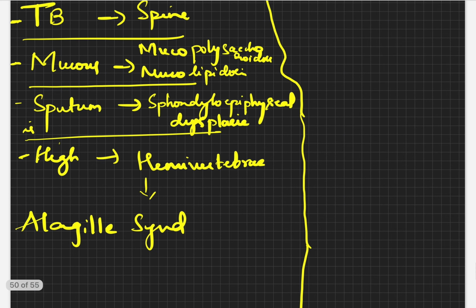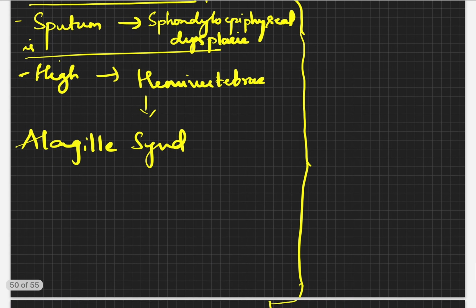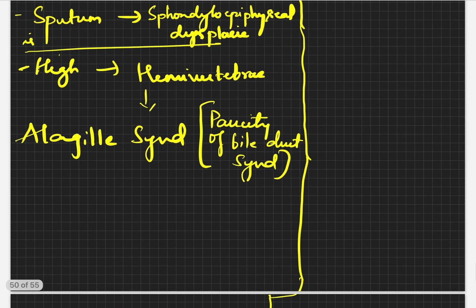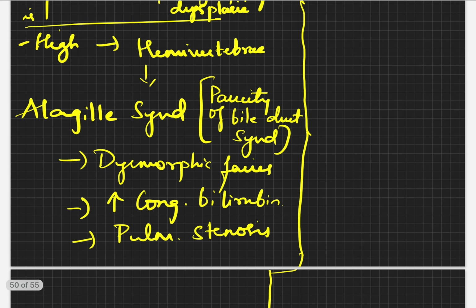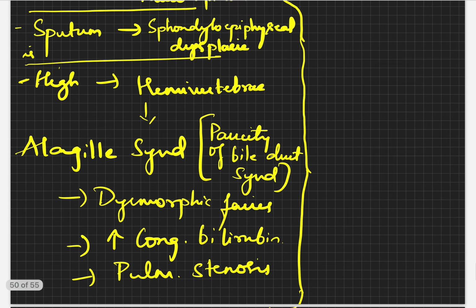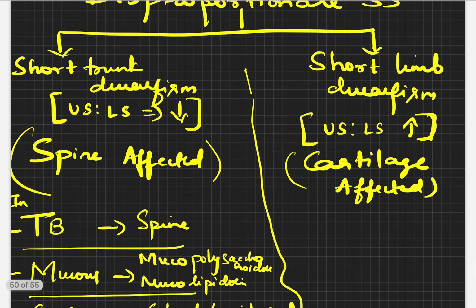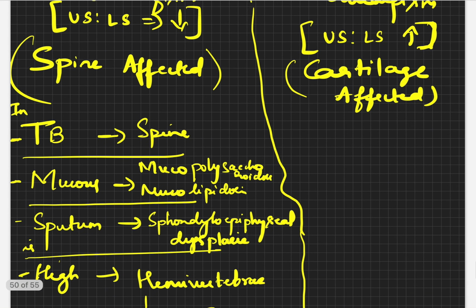Hemivertebra is seen in Alagille syndrome, which we also call paucity of bile duct syndrome, where there will be facial dysmorphism and increased conjugated bilirubin because of paucity of bile duct. There is obstructive jaundice which increases the conjugated bilirubin. Along with the bile duct stenosis, there will be pulmonary stenosis also. Stenosis of bile duct and pulmonary stenosis with dysmorphic faces is a triad of Alagille syndrome. Alagille syndrome.